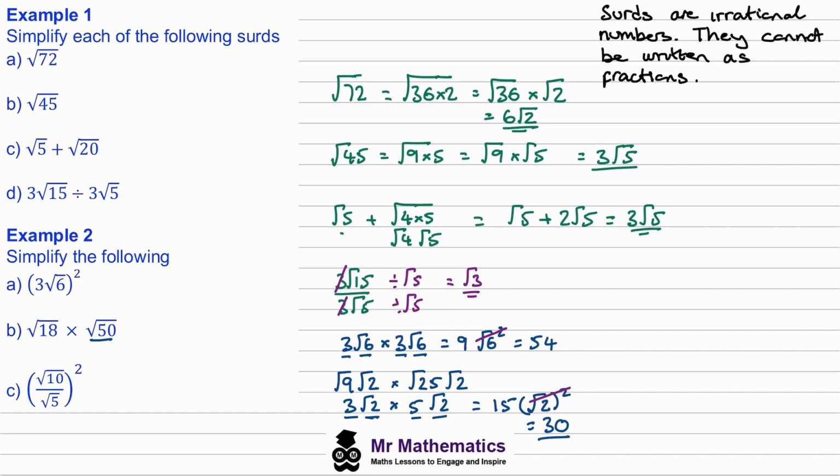And then for part C, well, before we look at the square, we can simplify this fraction. So root 10 over root 5. Again, if we divide both by root 5, our numerator will give us root 2, and root 5 divided by itself would give us 1. Then if we square the root 2, we know these will cancel, and we'll just get 2.